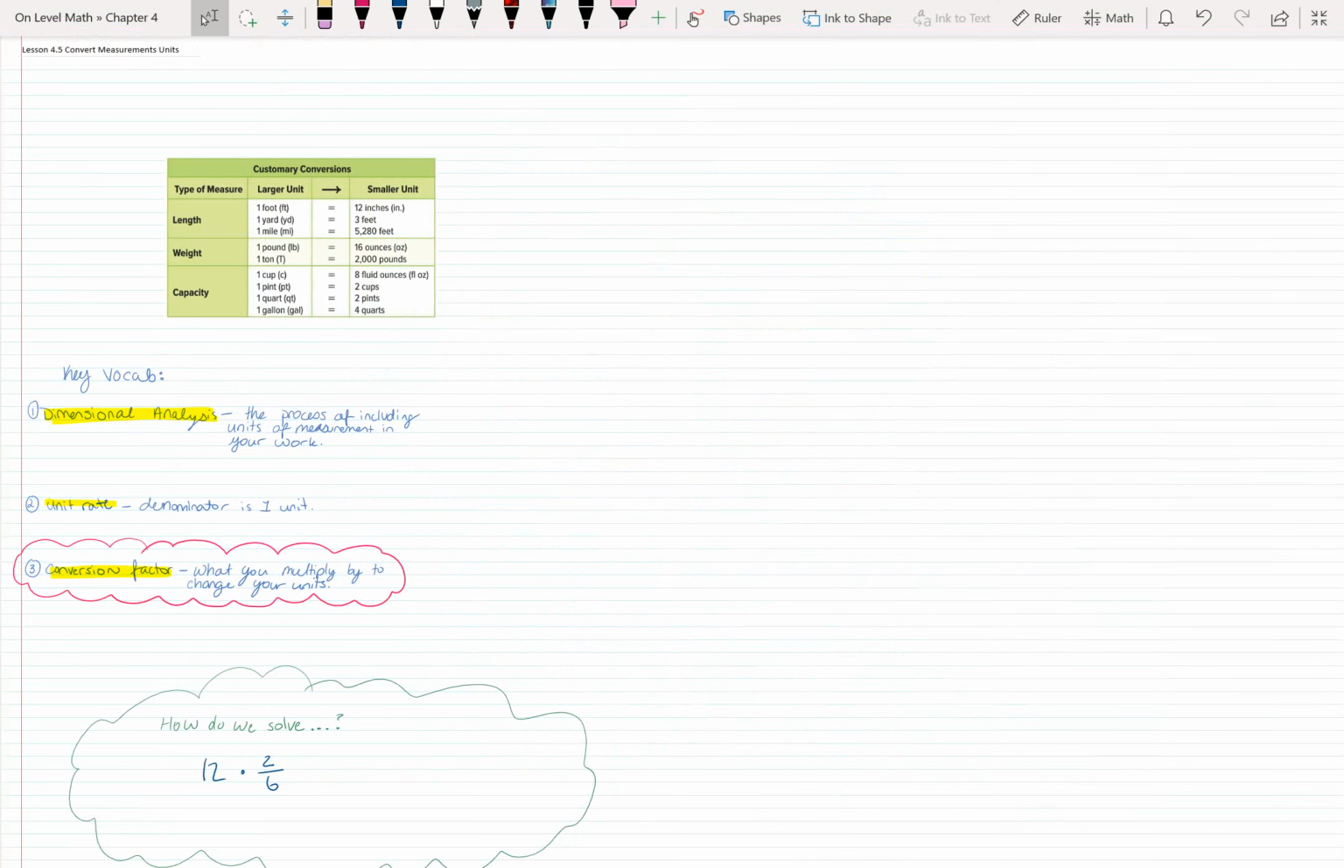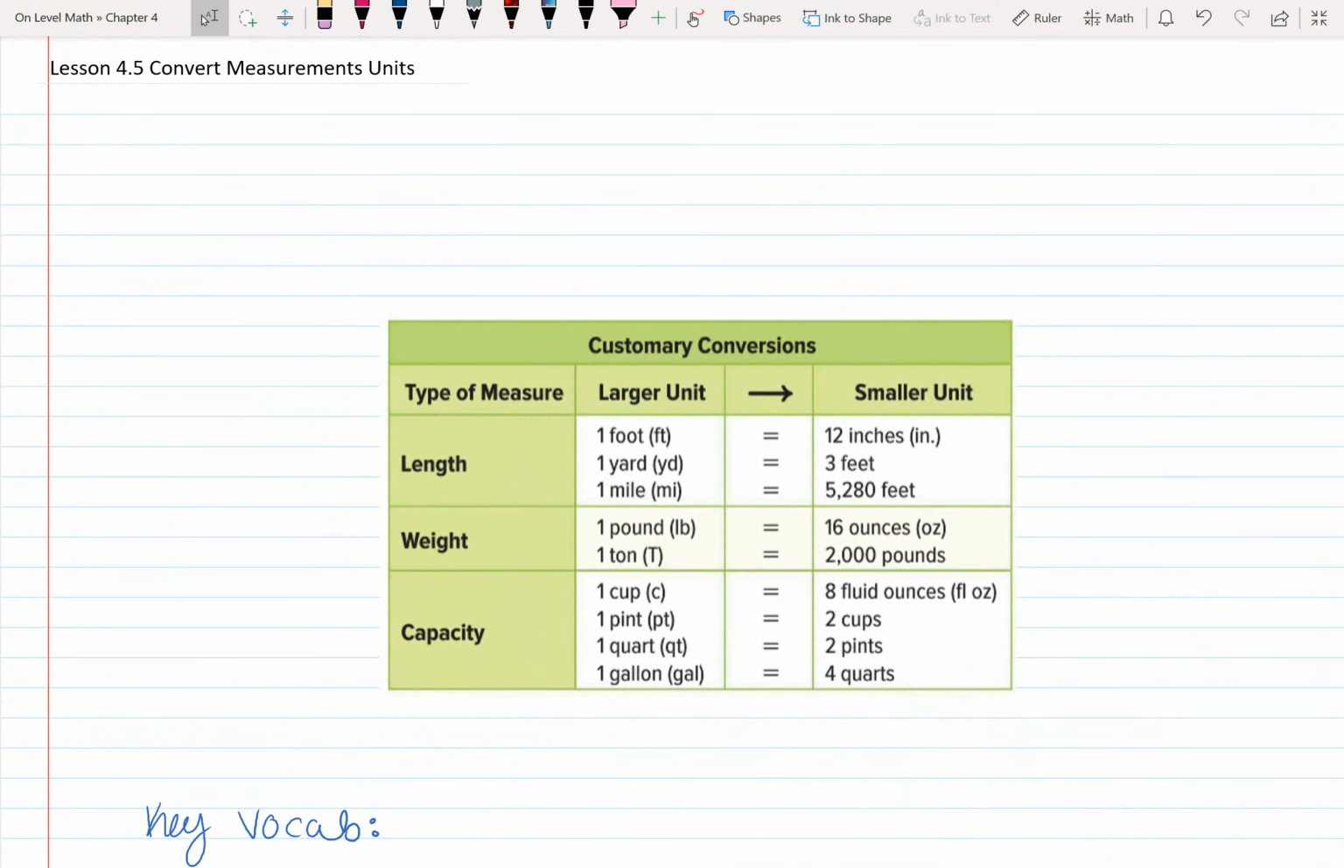Alrighty, we are going backwards a little bit. We finished everything that we need to know from chapter 4 minus lesson 4.5, convert measurements units. So this lesson is going to be a little bit longer. It's something that you definitely need to pay very close attention to. We've got our test on Thursday, so tomorrow we're going to do a practice test during our Zoom call.